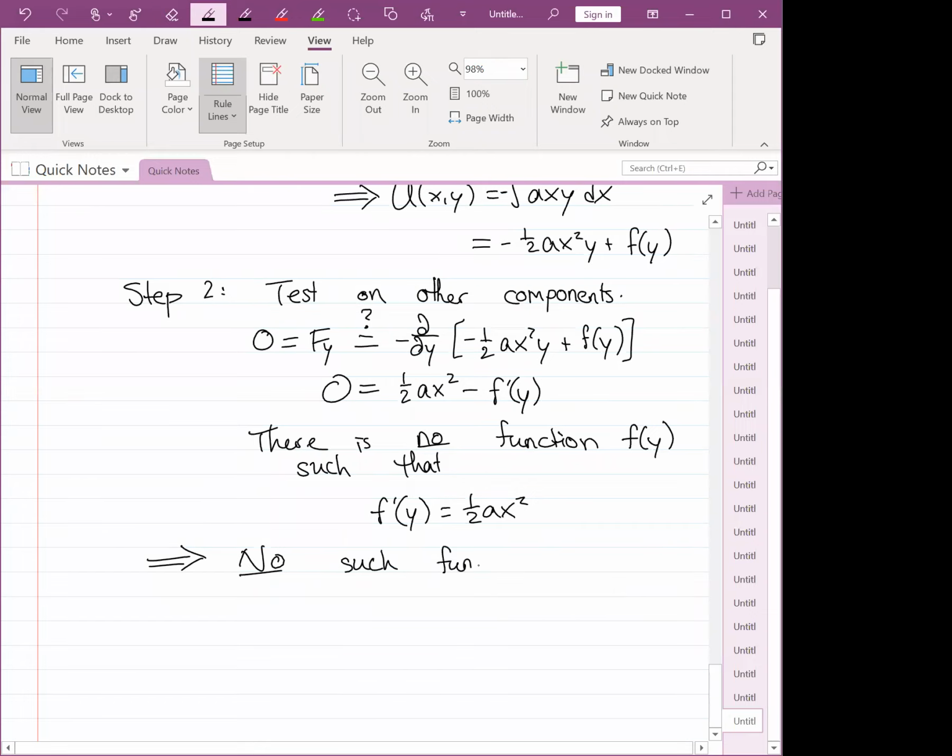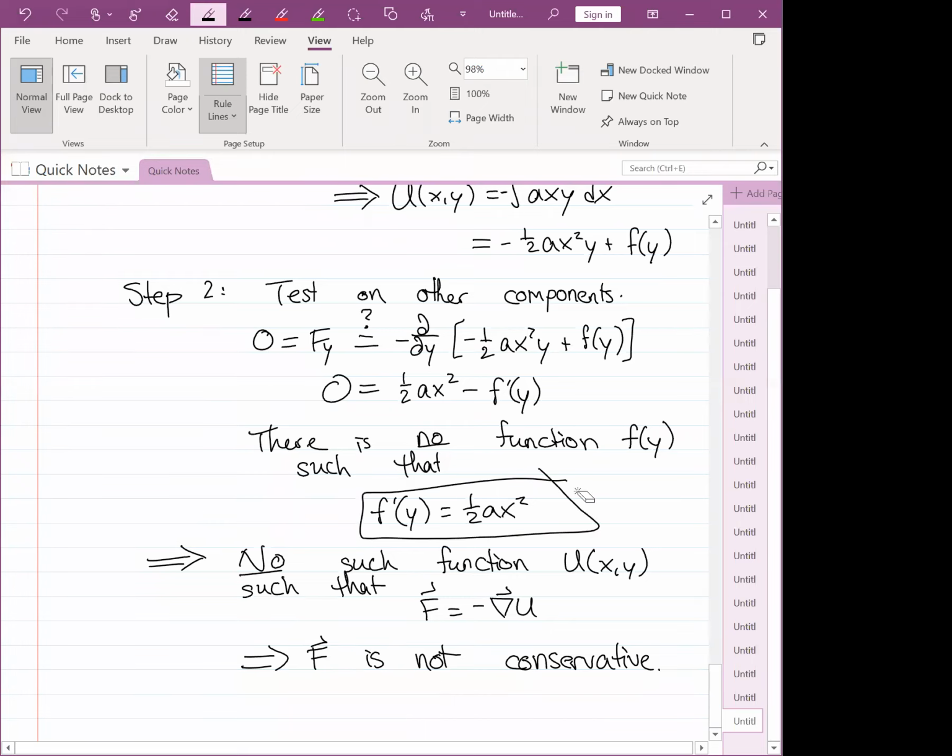So because such a thing is impossible, there's no such function U of X and Y such that F is the negative gradient of U. There is not a function U that makes this true. And so that means that F is not conservative. So this is how we check. We check by assuming it is conservative, seeing what it would have to be, and then getting a contradiction, getting that something like this has to be true, which is impossible. There's another example that you guys should take a look at, and otherwise we'll move on.